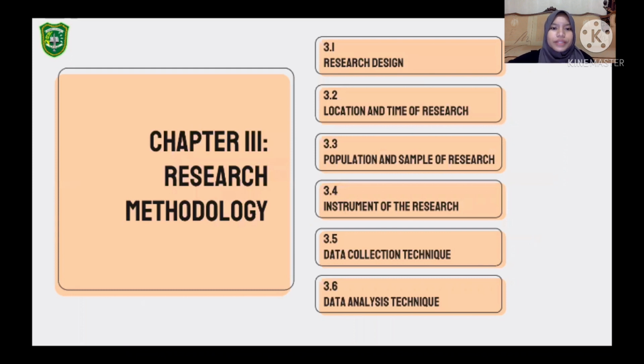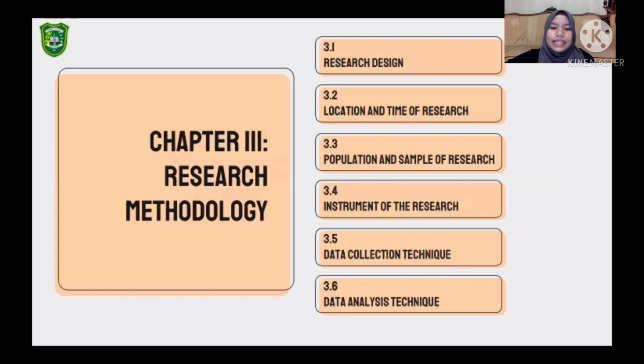3.4, Instrument of the research. First is questionnaire, and the second is interview. Some interview questions were addressed to see the student perspective as follows. 1, do you feel confident when speaking in online presentation? Number 2, is online presentation more effective for improving your speaking? Number 3, are you afraid of making mistakes in online presentation? Number 4, what is difficult when having an online presentation? And the last, do you prefer speaking in face-to-face learning or in online learning?